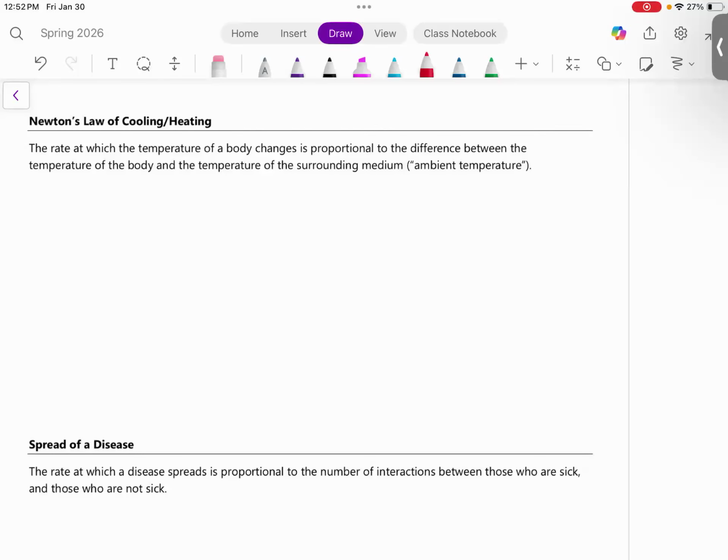Everybody, welcome back to the section 1.3 video looking at differential equations as mathematical models. So let's look at a couple more examples for this topic.